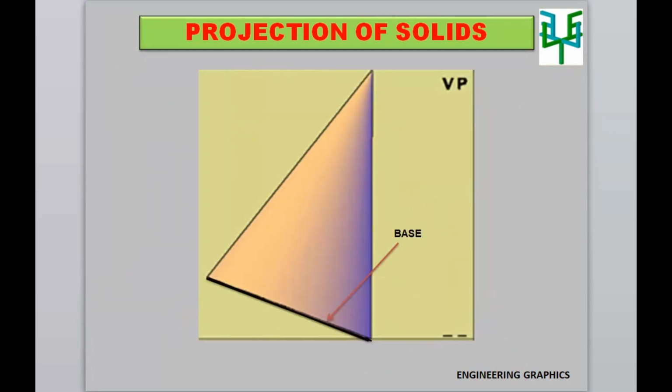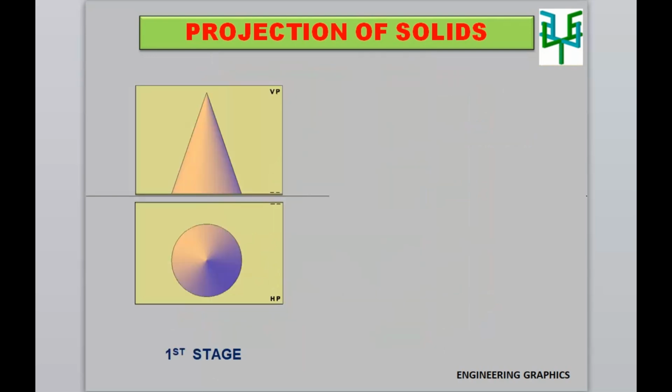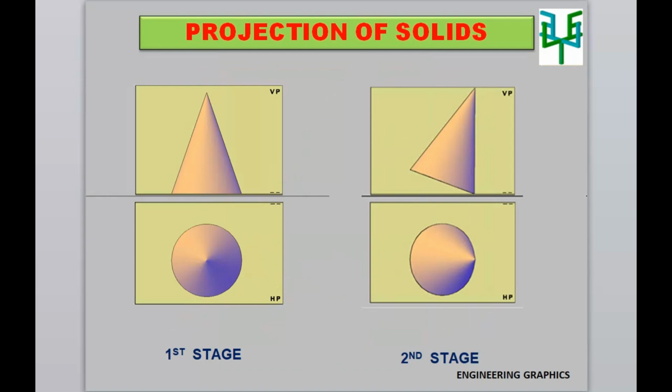So the base will be inclined to HP, and the axis also will be inclined to HP, and parallel to VP. So the first stage of plan and elevation is to be drawn, by assuming that the axis of the cone is perpendicular to HP. Then the second stage can be drawn by making the generator of the cone perpendicular to HP.